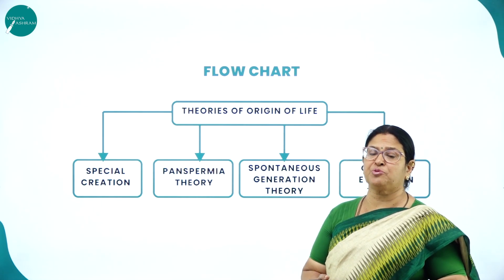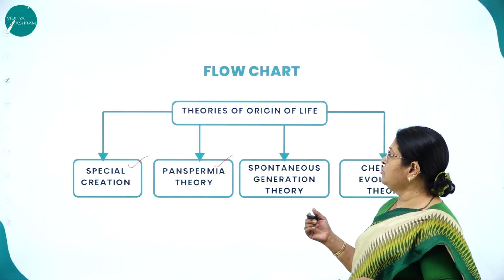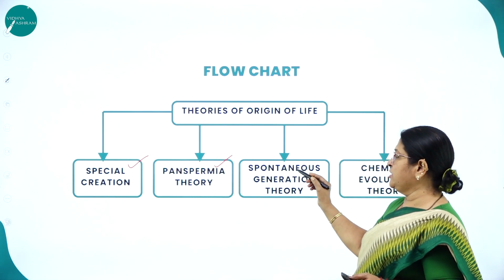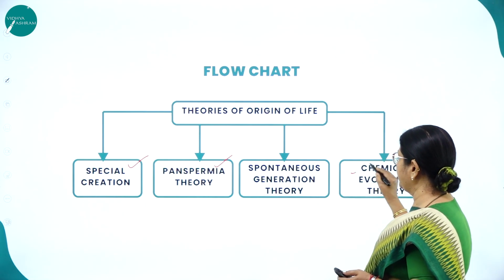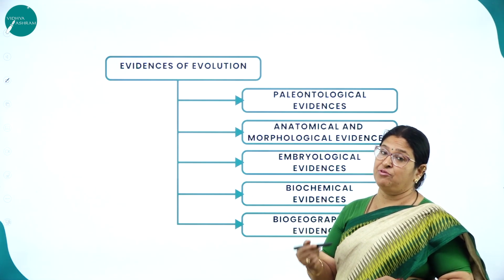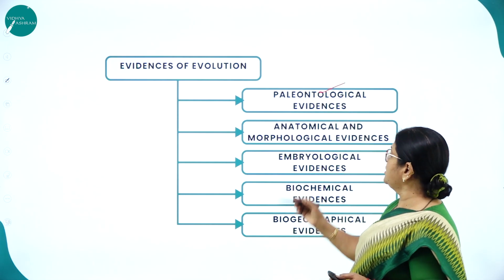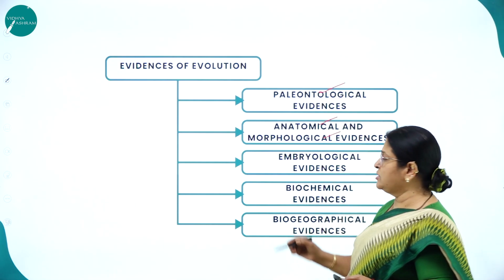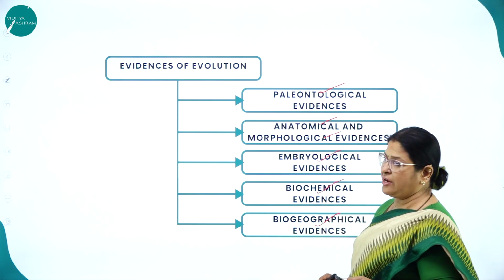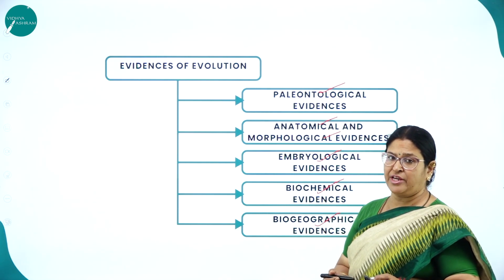So there were many theories put across to explain the process of origin of life. What were the theories of origin of life? Theory of special creation, theory of panspermia, theory of spontaneous generation and theory of chemical evolution. What were the evidences of evolution? What was the proof that evolution has taken place? Different evidences were put across: paleontological evidences, anatomical and morphological evidences, embryological evidences, biochemical evidences and biogeographical evidence. These were the different evidences that were put across to explain the process of evolution.